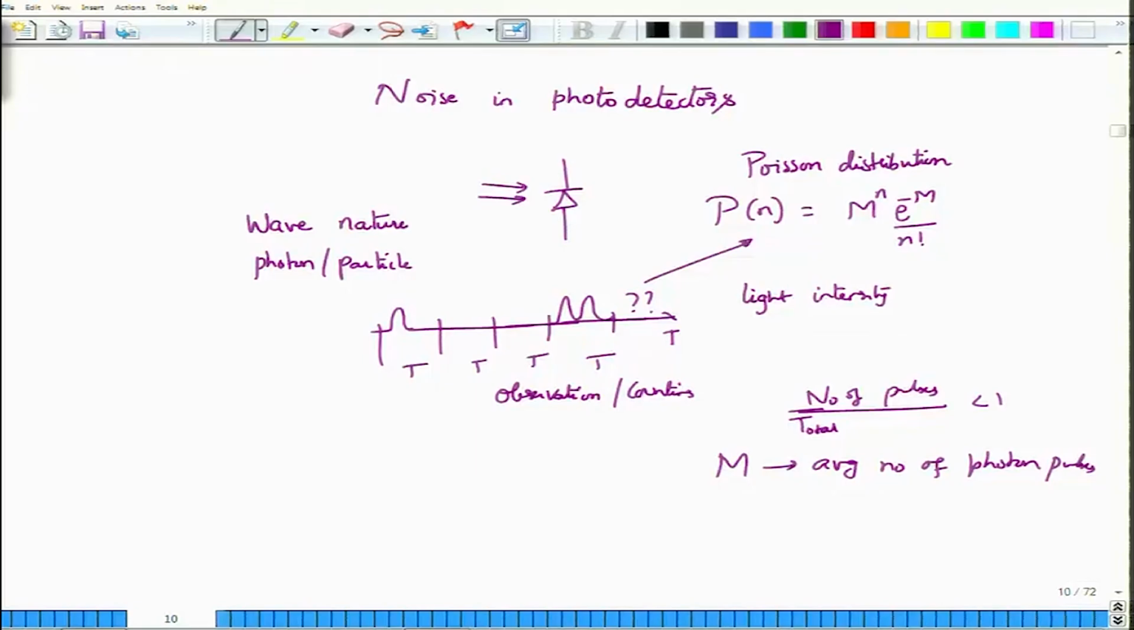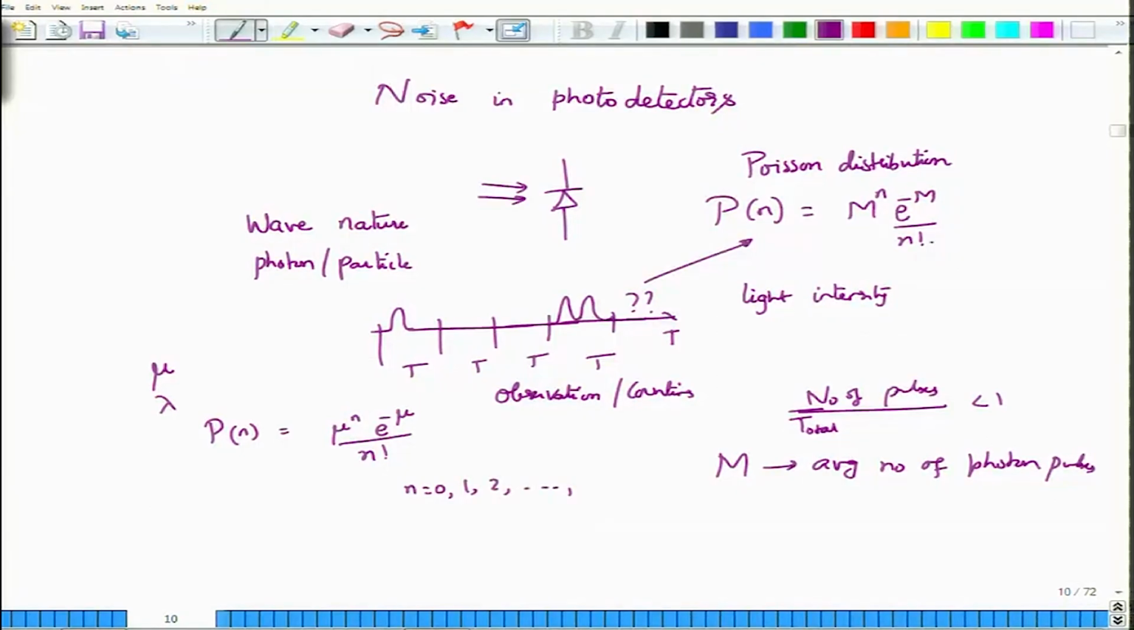In most literature, instead of m you would find mu or sometimes lambda, and accordingly the probability of n is given by mu to the power n, e to the power minus mu, divided by n factorial, where n starts from 0, that is, no photons arrive in a given time, then 1, 2 and so on.